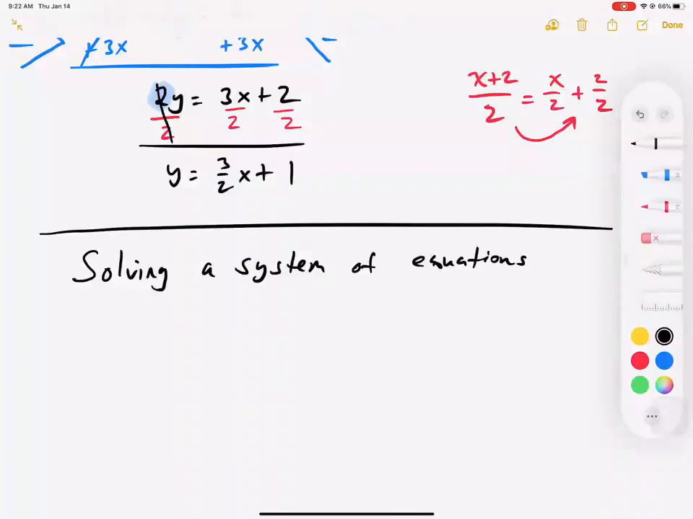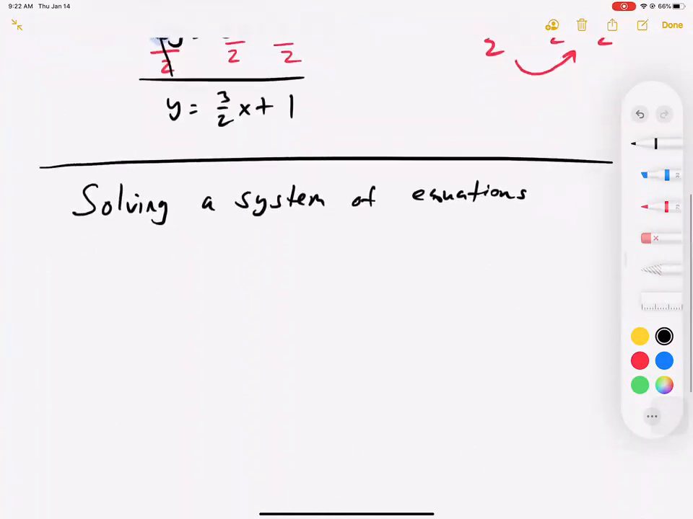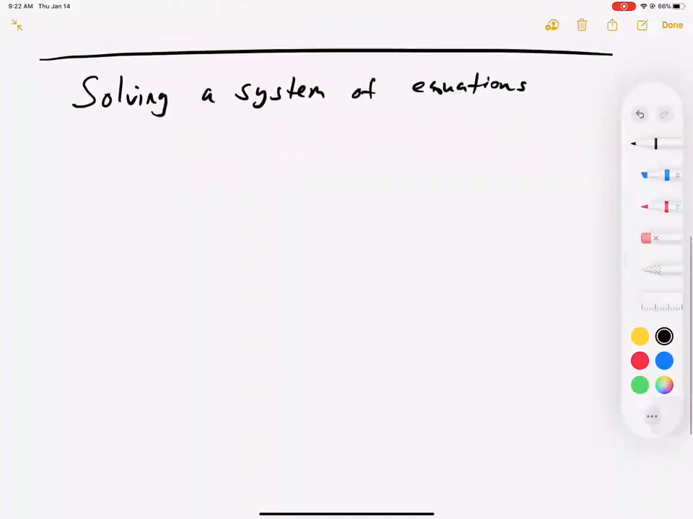Hey, we did a quick review on graphing lines, and now we're going to go into a review again of solving a system of equations. Solving a system of equations means you have more than one equation. In this case, we're dealing specifically with line equations, and we're only going to deal with two lines at a time.